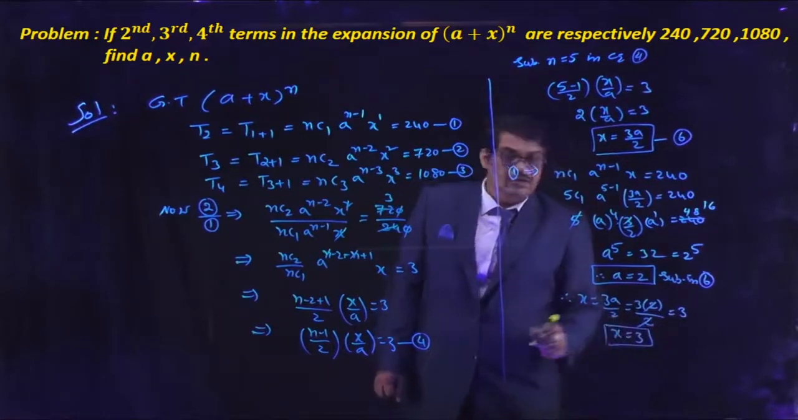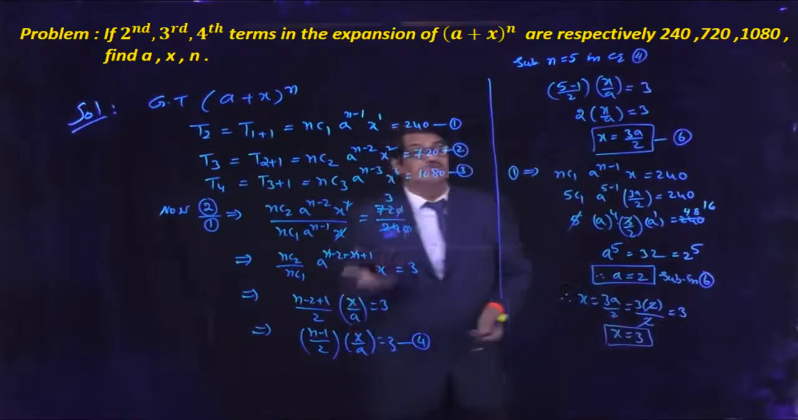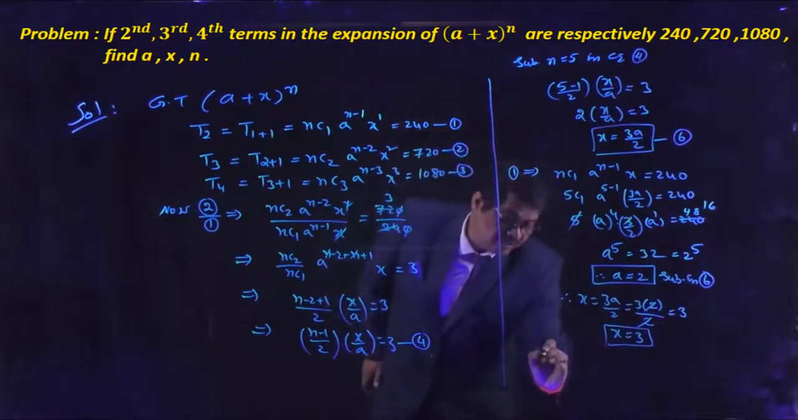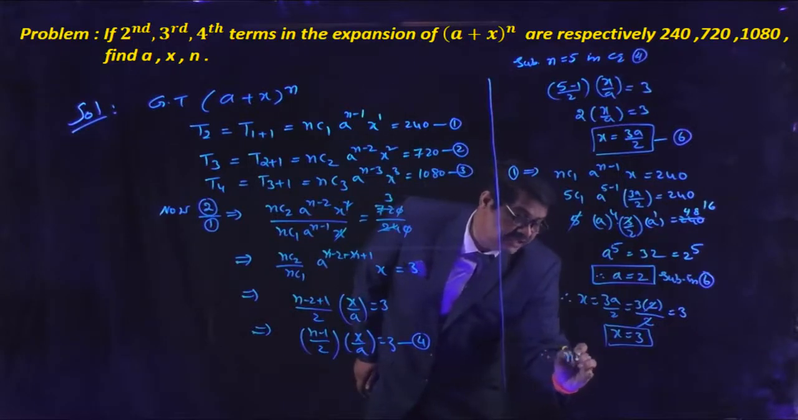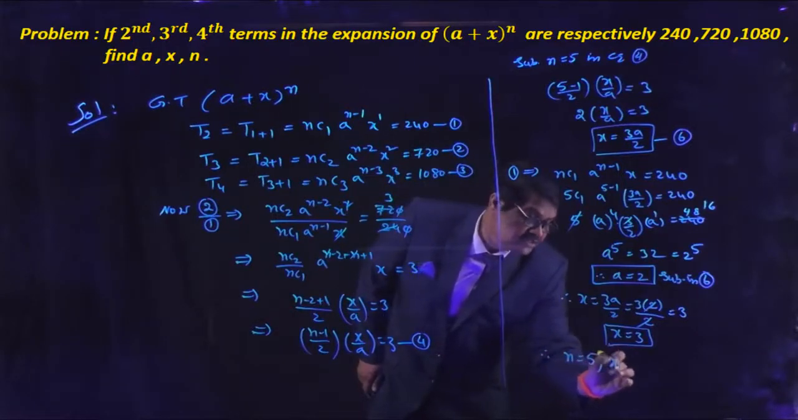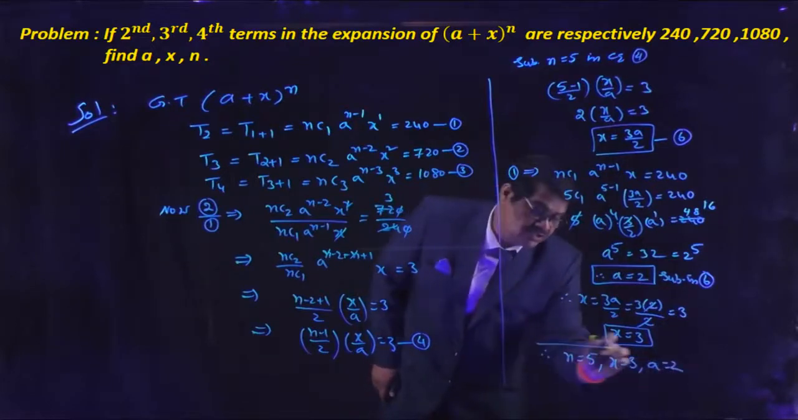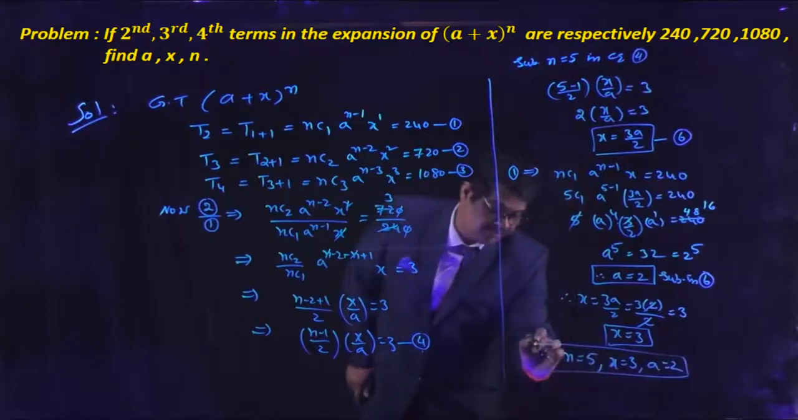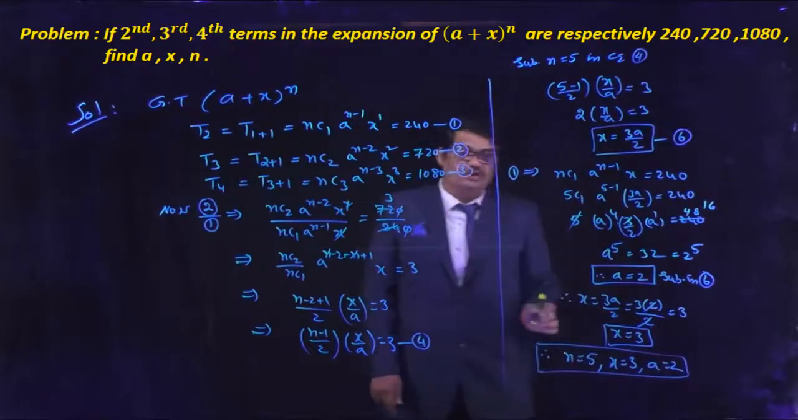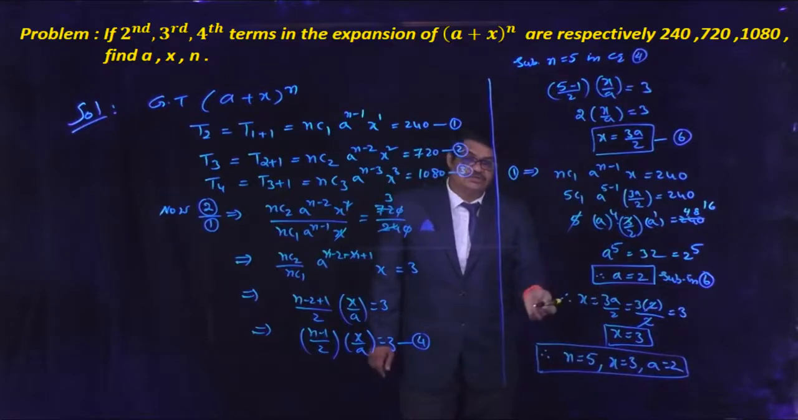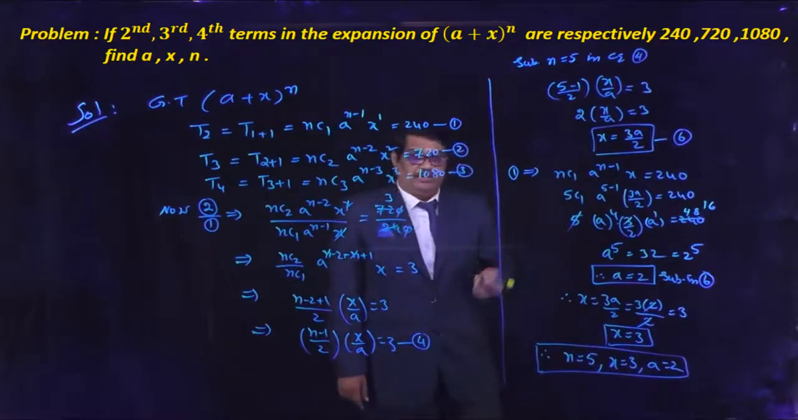Now we have the n value, x value and a value. Therefore, we have found the values. Here n is equal to 5 and x is equal to 3 and a is equal to 2. These are the required values: a value, x value and n value.